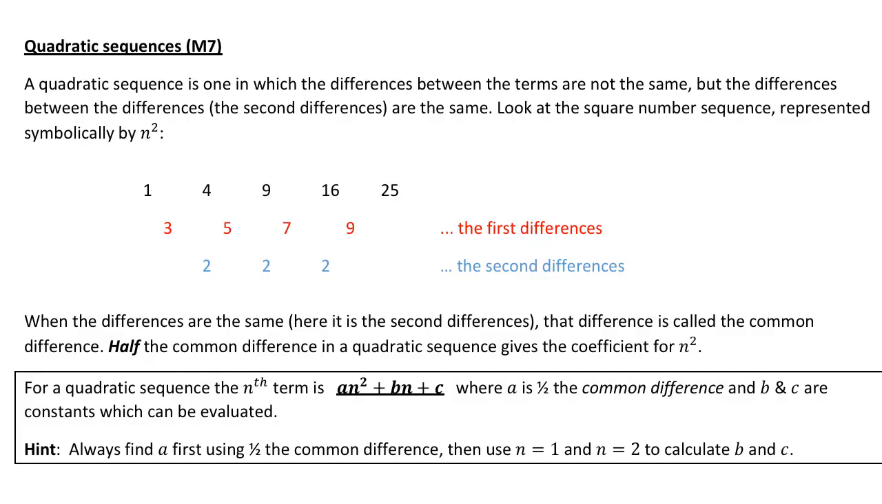So then the quadratic sequence is one where the differences between the terms aren't the same, but the second differences are. So just what we have said before. Once we work out the second difference, then the number of n squared is half of that. And that's what we've got here in this box. So always find a, first of all, using half the common difference, and then we can work out the corresponding values after that.